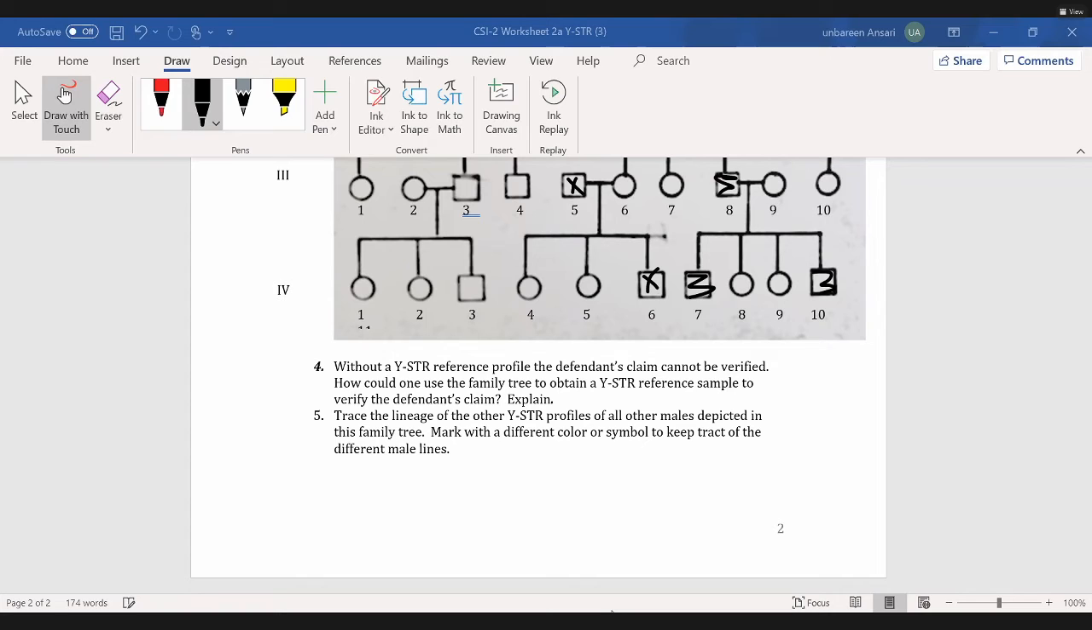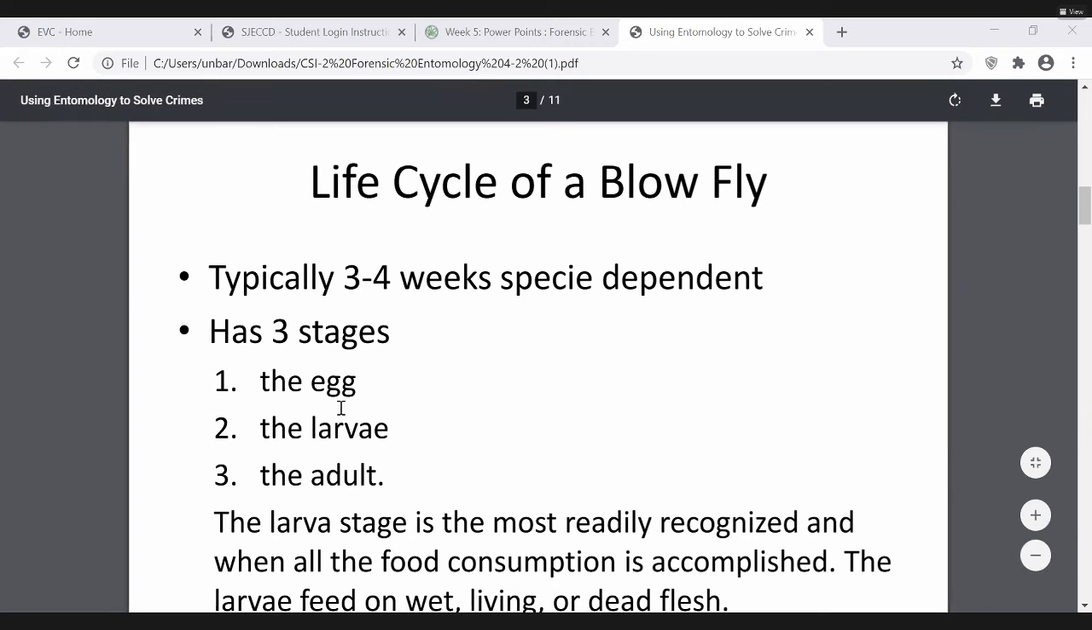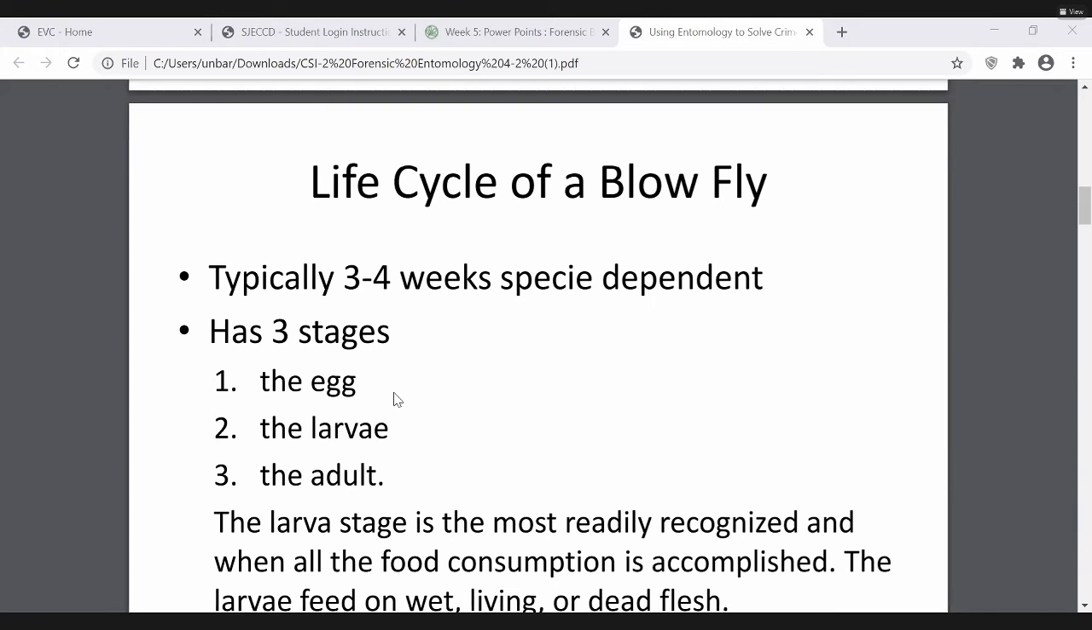In general, when people die, the most common maggot found at the dead body site is that of a blowfly, and you will see how a blowfly looks. Typically, it takes 3 to 4 weeks for a complete life cycle of a blowfly, and it is very species dependent. Depending on what species infests the dead person, the time could vary a little bit. The time also varies with the ambient temperature. The stages of the blowfly are the egg, where the female comes to the site and first lays eggs, then the larva will develop, and the larvae are nothing but maggots. Has anybody seen maggots?